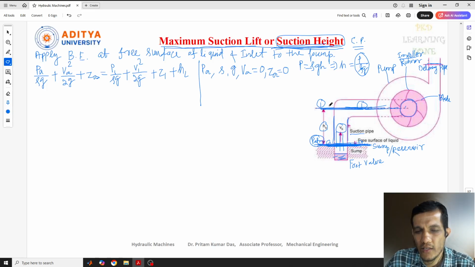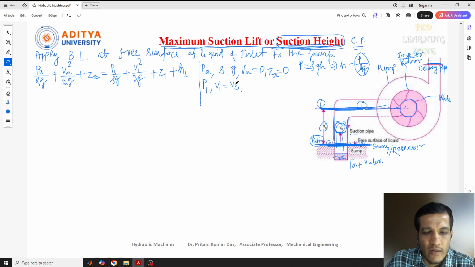That means at section 2, we have the value P1. P1 is nothing but the pressure of the liquid before going to the inlet of the pump. That one we can consider the absolute pressure here. And next one, similarly V1. V1 is the velocity of the liquid through the suction pipe. The V1 we can write as Vs also. This is the suction velocity at this point.